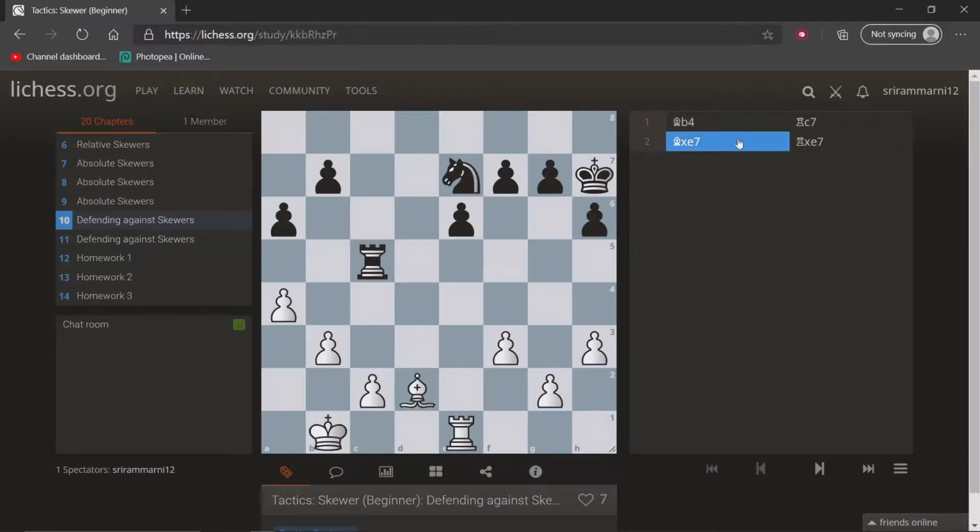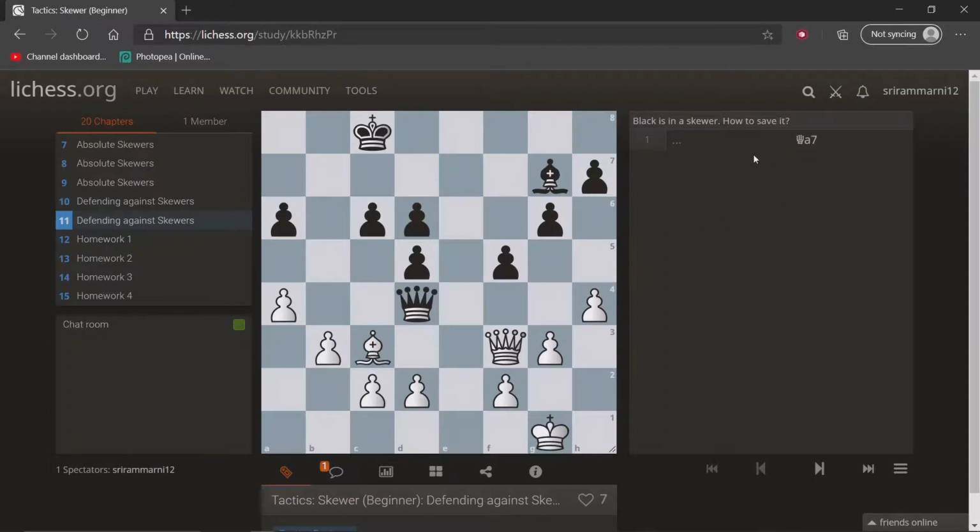So now, this is defending against skewers. It's very self-explanatory. Here, it looks like black will defend himself against a skewer. So there's bishop to b4. There is rook to c7 here, supporting the knight. Bishop takes, rook takes. It ends up being a trade.